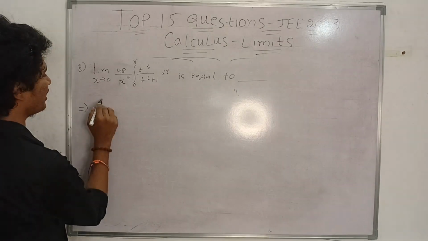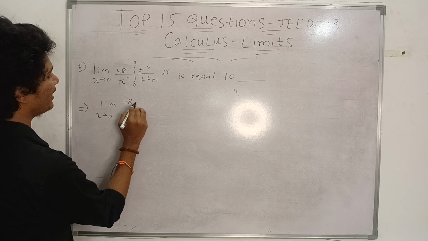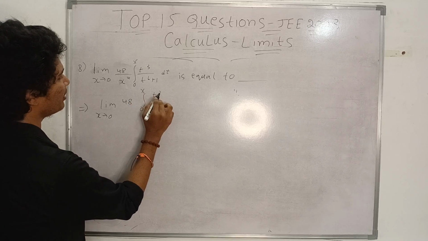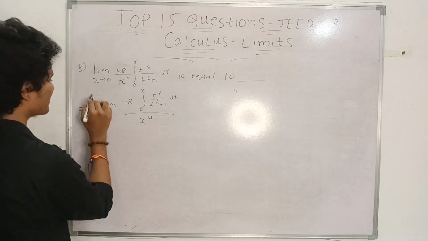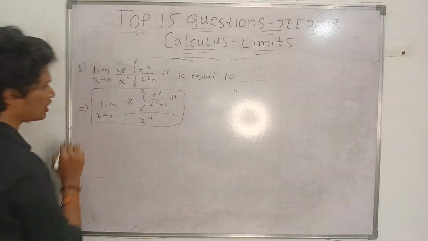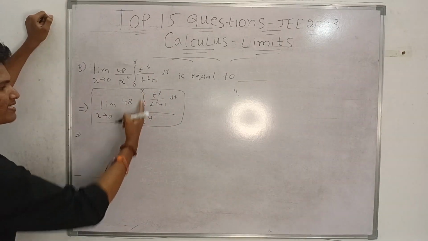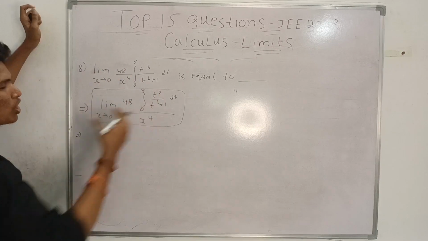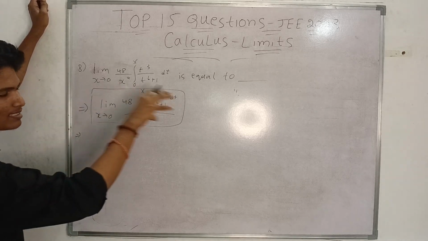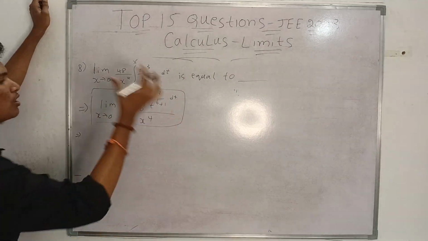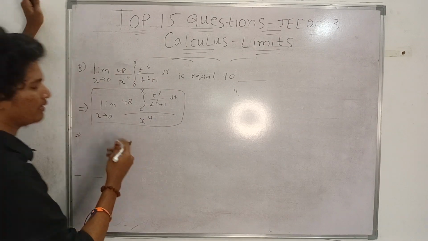So when we see this question, it completely transforms into limit x tending to 0, 48 into integration 0 to x of t cube divided by t power 6 plus 1 dt, divided by x power 4. Write neatly so you can understand. When x tends to 0, it is integration from 0 to 0, which is 0, because integration from a to a is 0 only. So the numerator is 0 and the denominator is 0 power 4, which is 0. That is 0 by 0 form.